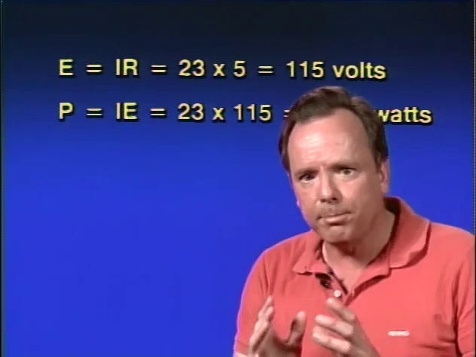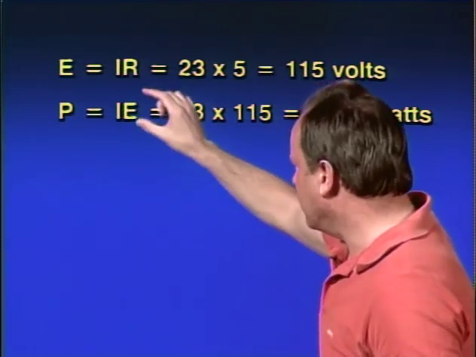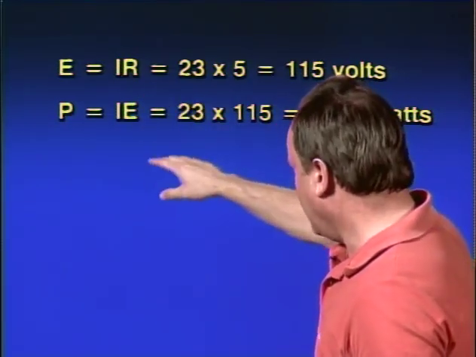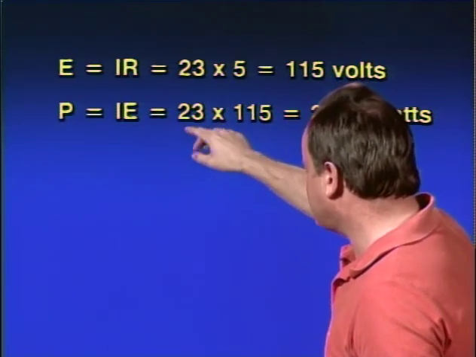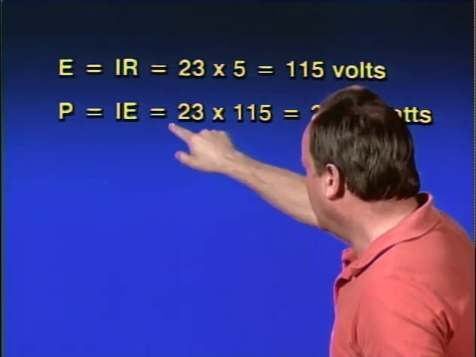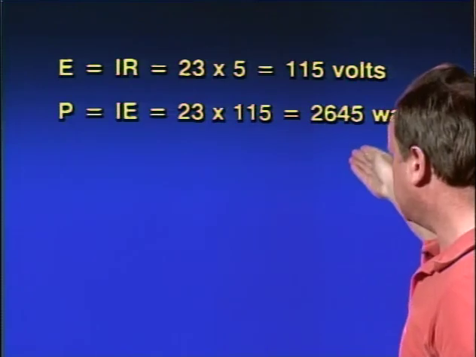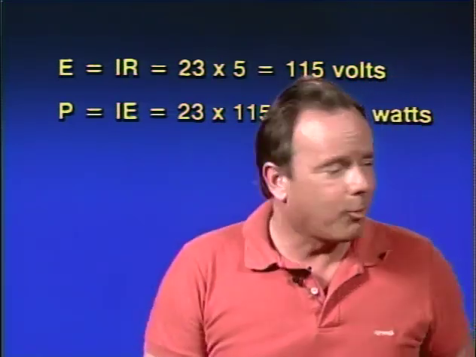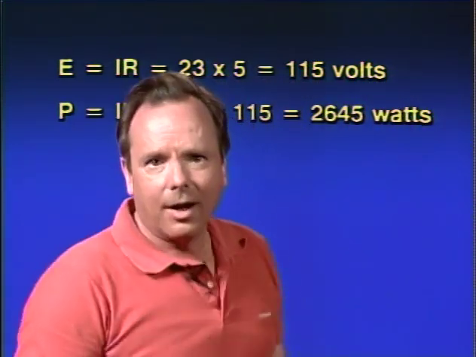To find the power, you multiply the current times the voltage, and the current was 23 amps, the voltage was 115. Multiply that out, and it's 2,645 watts. All right, it's getting simpler and simpler and simpler, isn't it?